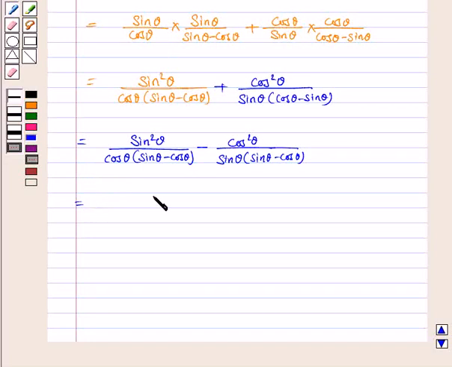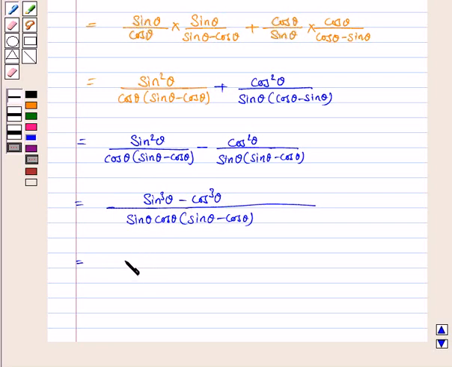Now taking LCM, the LCM would be sin theta cos theta into sin theta minus cos theta, and in the numerator we have sin cube theta minus cos cube theta. Now again this is equal to, here we'll apply the formula of a cube minus b cube, which is a minus b into a square plus ab plus b square. So the numerator will become sin theta minus cos theta into a square. Here a is sin theta and b is cos theta.